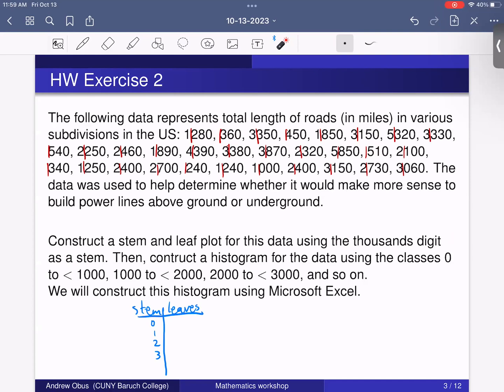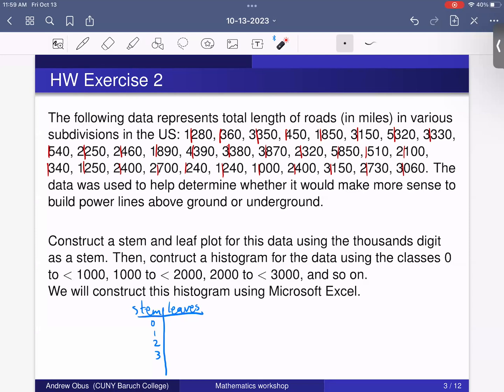So you can't always use the first digit as the stem. If a set of data is given where some values are in the thousands place and some are in the hundreds place, you just have to treat them all as being in the thousands place, so you can find a stem.